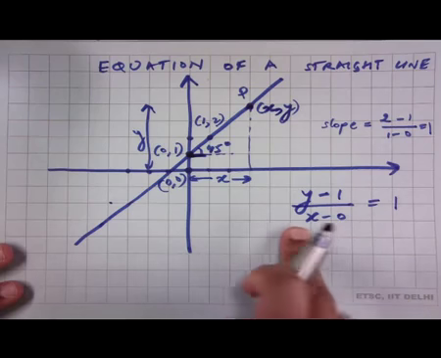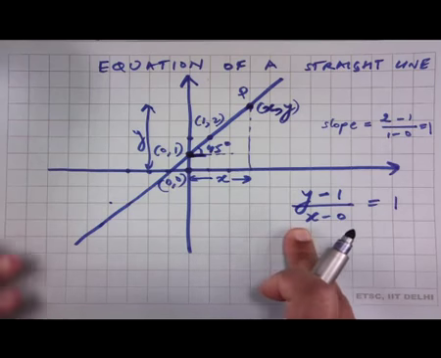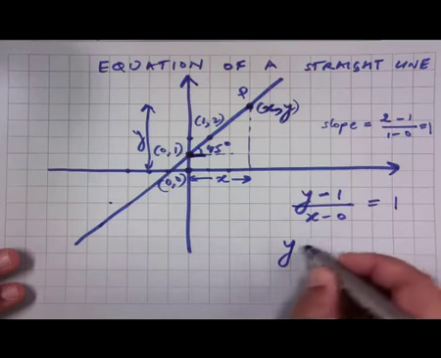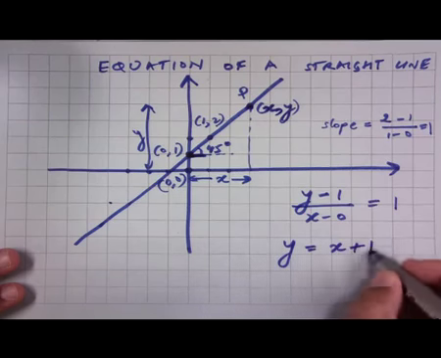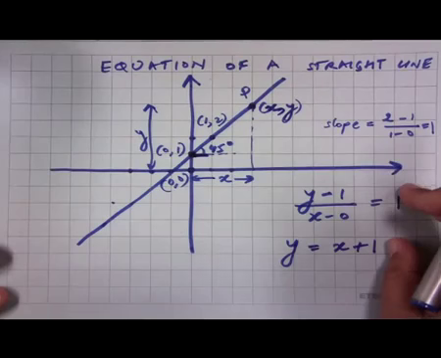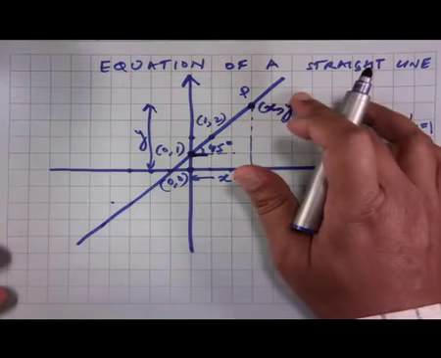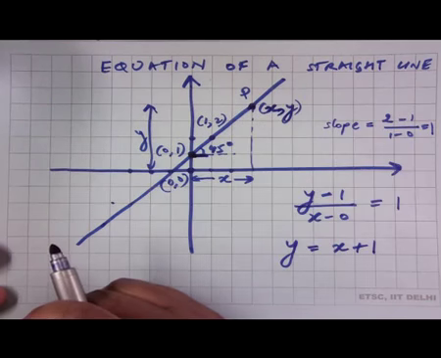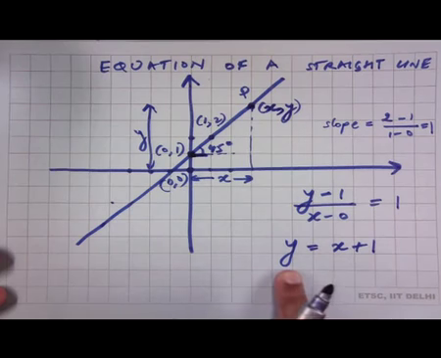So that is how we get this equation, and if we simplify it, we get y equal to x plus 1. So we say that this straight line is a collection of all those points for which the y coordinate is 1 more than the x coordinate.